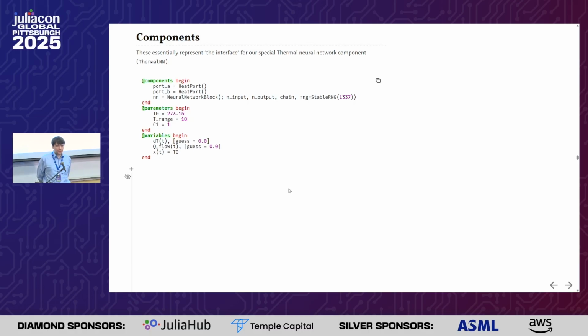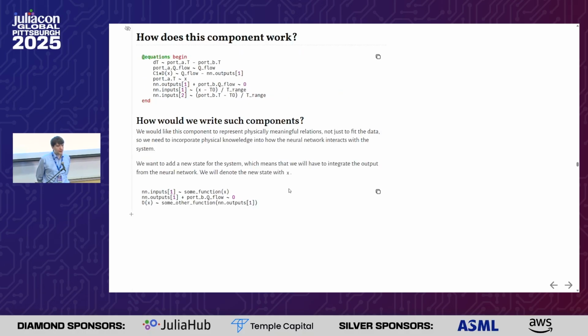What else do we have in this specialized component? We have heat ports. This is how we interact with the rest of the system. That's the physical part on how we interact with the rest of the system. And now, how does this component work? So this is the interesting part. How would one write such a component in the first place?